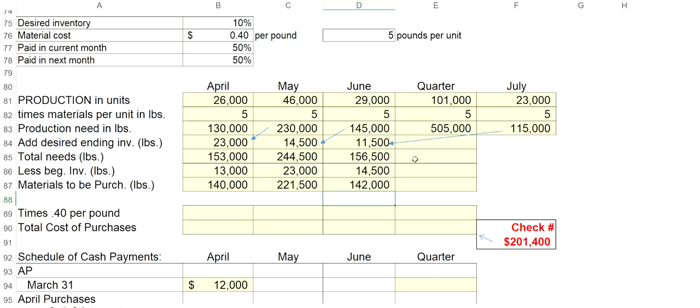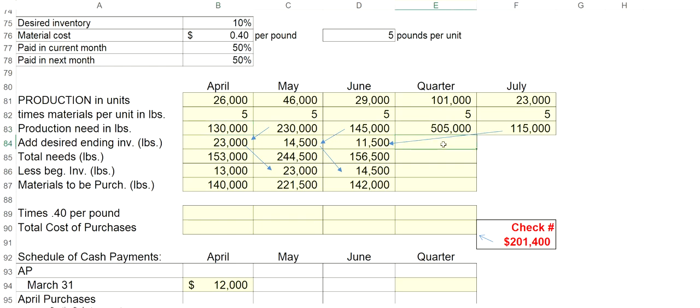Now, beginning inventory you have on hand, so you subtract it out. Okay, next we will finish the quarter column, but let me draw some arrows in again to show where the numbers came from. Again, I just bring the end of the previous month down to the beginning of the next month. And this 13,000 came from taking 10% of 130,000.